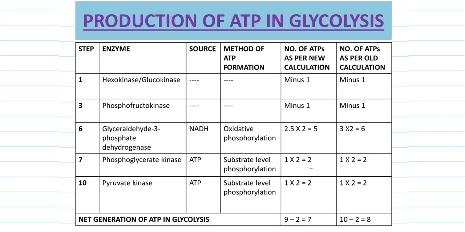So in total, if we calculate 5, 6, 7, 8, 9, there will be a total of 9 ATP produced as per the new calculation, but we have 2 ATP to pay back the loan. Okay, so that's why we will have a total of 7 ATP. As per the old calculation, we will have a total of 10 ATP, so we need to pay back the 2 ATP, so we will have a net of 8 ATP as per the old calculation.